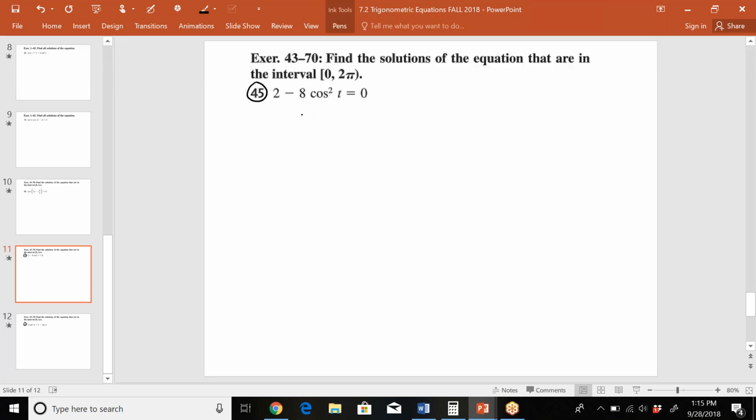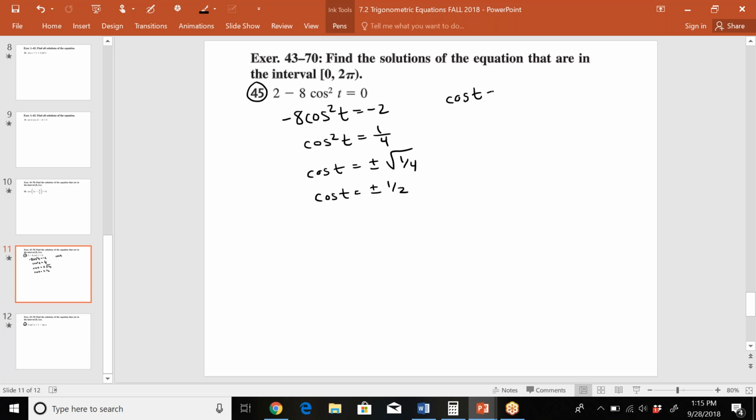So the first thing you want to consider is, can you solve this maybe? So I'm going to try to subtract the 2 over and get this cosine by itself and divide by the -8, so that's going to be 1 over 4. I will then take a square root of both sides, which makes this plus or minus the square root of 1/4, which becomes, both of those are perfect squares, so it's plus or minus 1/2. So we're solving two different equations. Either cosine t equals -1/2 or cosine t equals positive 1/2.